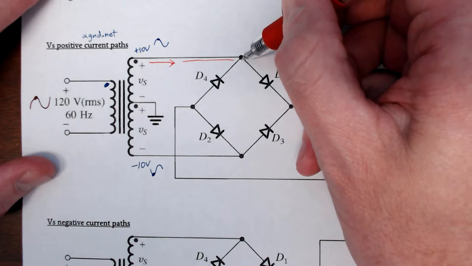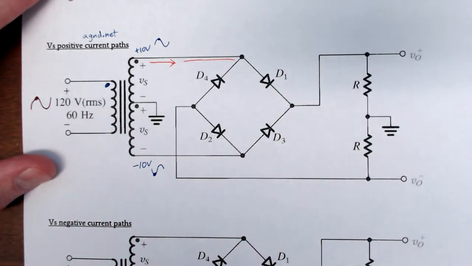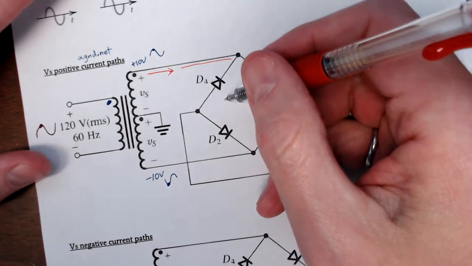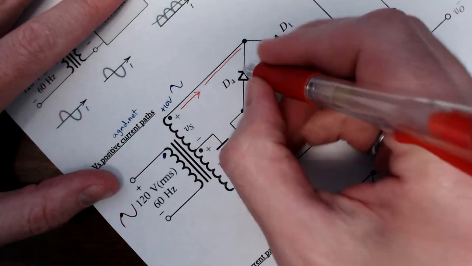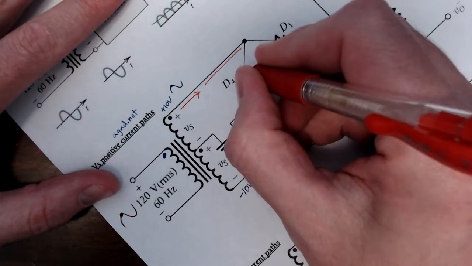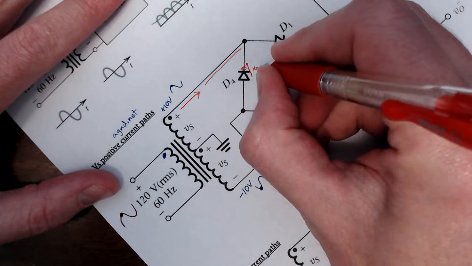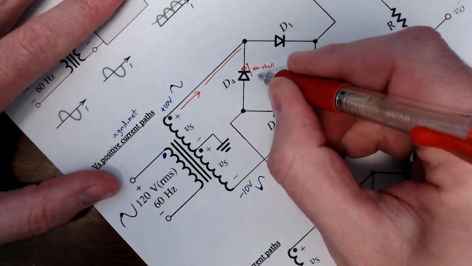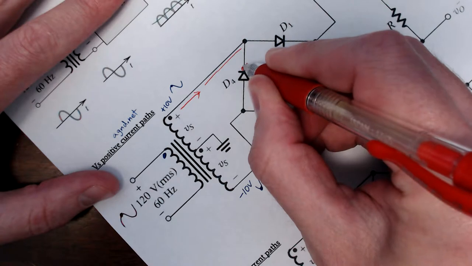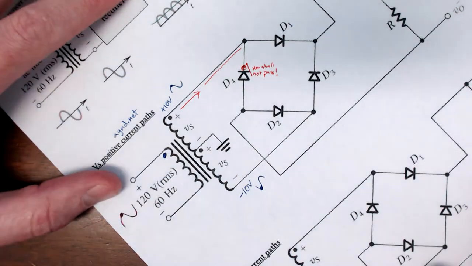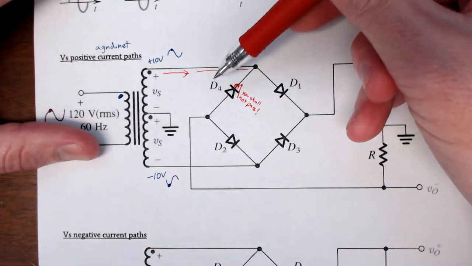Well, we know that current is not going to flow through diode number four, because that's just not the way that current flows through a diode. It is just not how it works. All right, so one really easy way to figure this out is, I call this Gandalf diode. You got a little hat on there. Current's not going to go through the diode this direction. That's just not how diodes work.